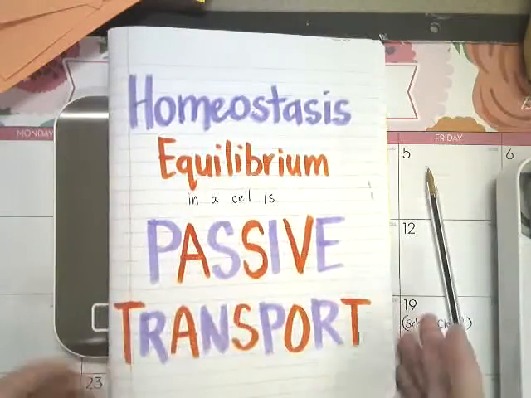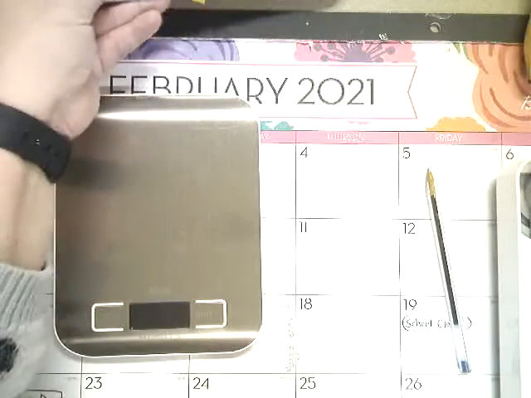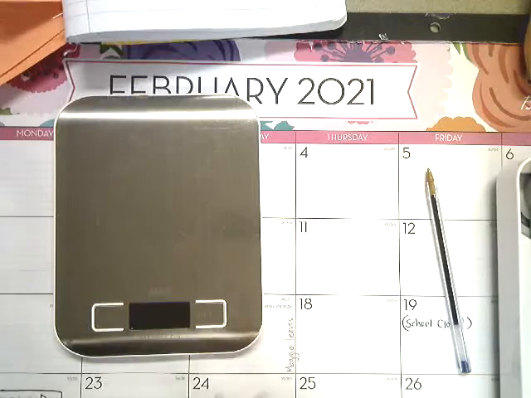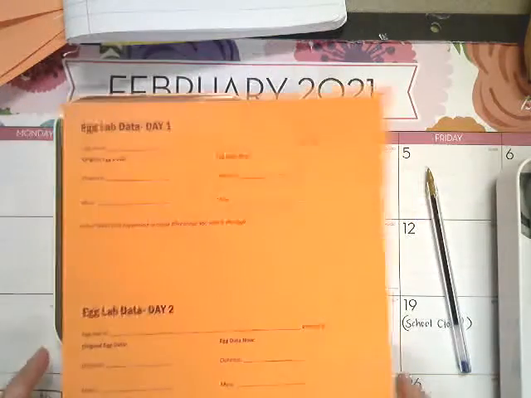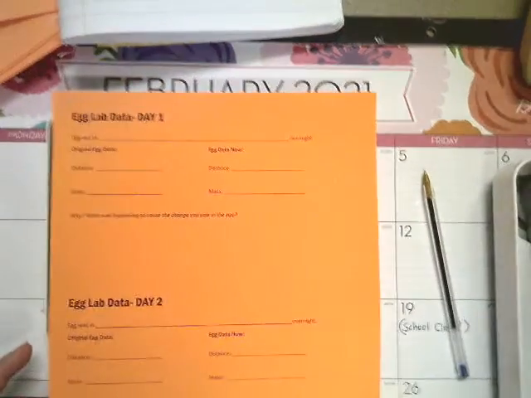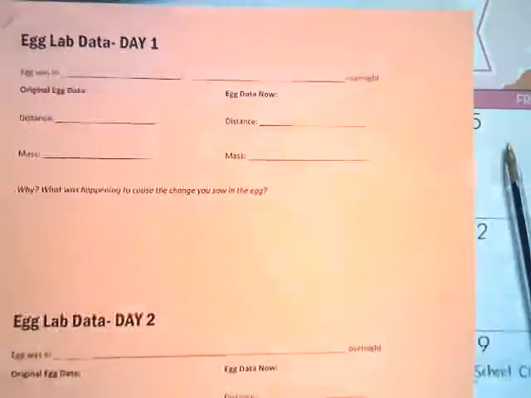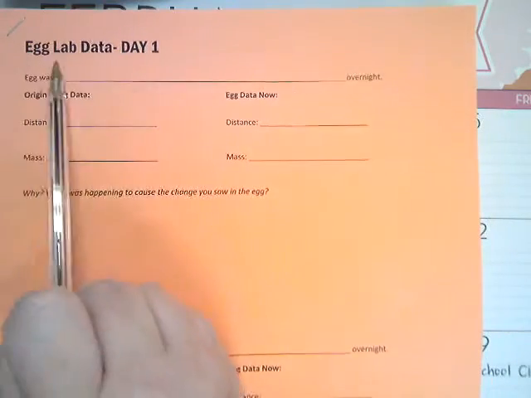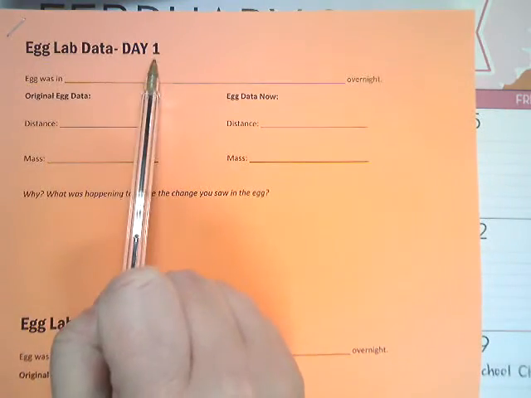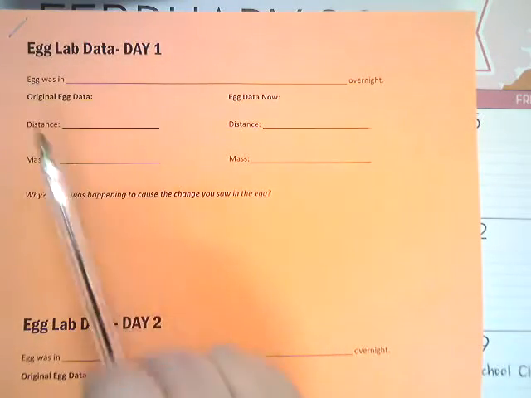That was first. Now, we are doing an egg lab. So of course, go back and pause and do whatever you need to do. I have this sheet that I also can email you, but you can just make a notes page that says egg lab data, day 1. The only thing that I need you to get today was original egg data, which was our egg today.